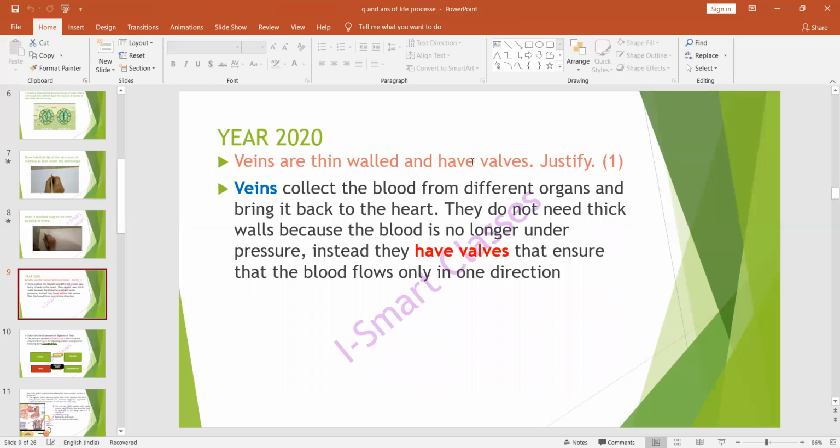Veins are thin walled and have valves. Justify this question. Okay, now the 3 types of blood vessels are veins, capillaries, and arteries. Now, veins are thin walled because they collect the blood from different organs and bring it back to the heart. They do not need thick walls because the blood is no longer under pressure. Instead, they have valves that ensure that the blood flows only in one direction, and there is no mixing of deoxygenated and oxygenated blood.